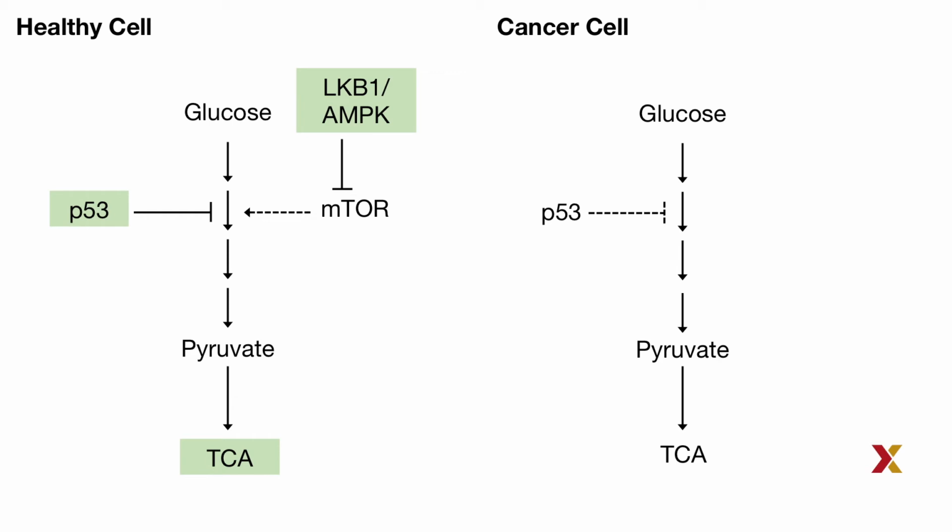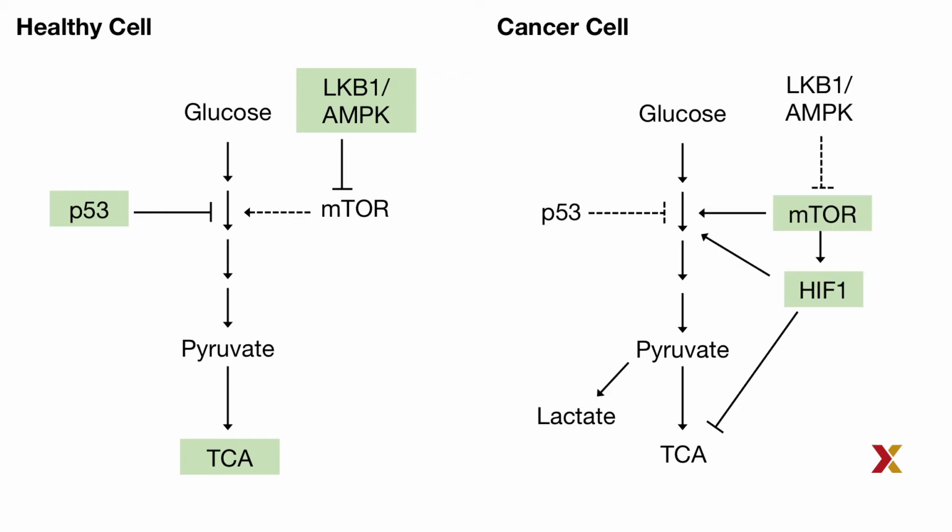Meanwhile, in cancer cells, many of these signaling pathways are altered. For example, many cancer cells contain a mutation in the gene coding for p53. One of the consequences of p53 inactivation is the loss of a negative regulator of glycolysis. Other mutations found commonly in cancer cells result in the inactivation of the LKB1 AMPK pathway and the activation of mTOR signaling. This activation has several consequences: a direct activation of glycolysis, and an increased expression of the transcription factor HIF1.